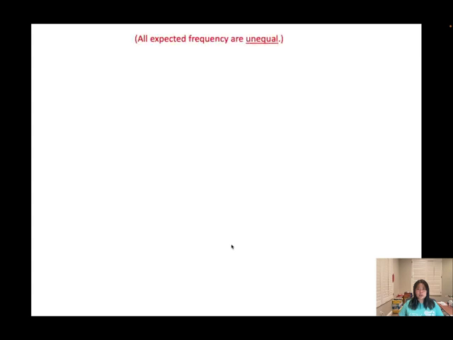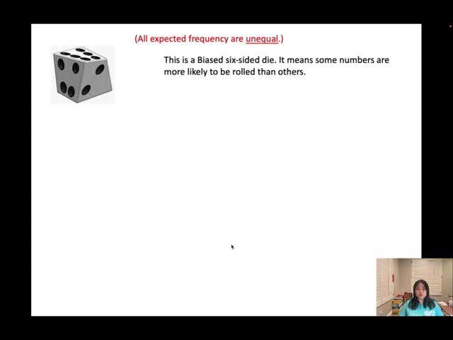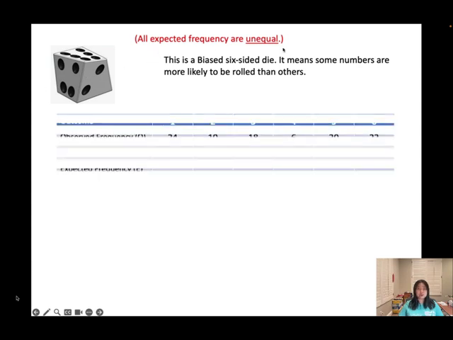Now, when we have all expected frequencies unequal, this is a biased 6-sided die. It means some numbers are more likely to be rolled than others. So they don't have equal probabilities on each number, and we call this expected frequencies are unequal.